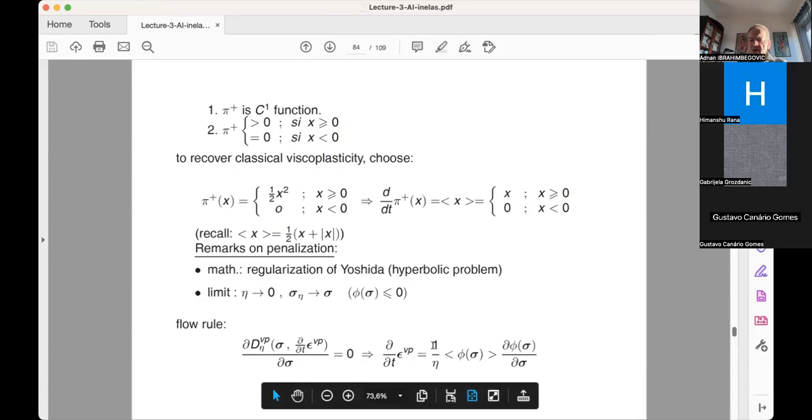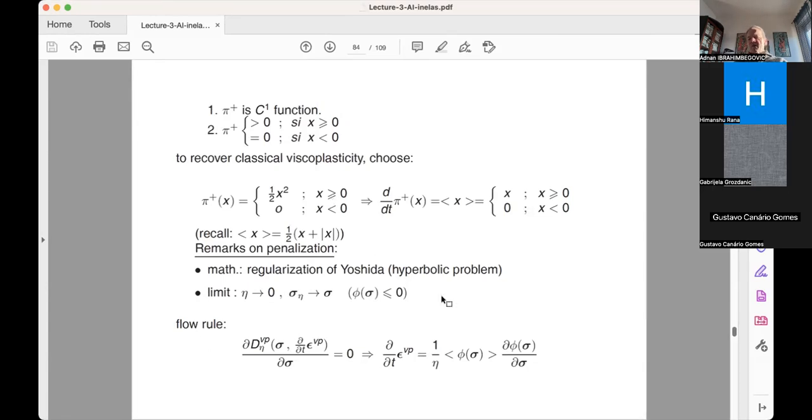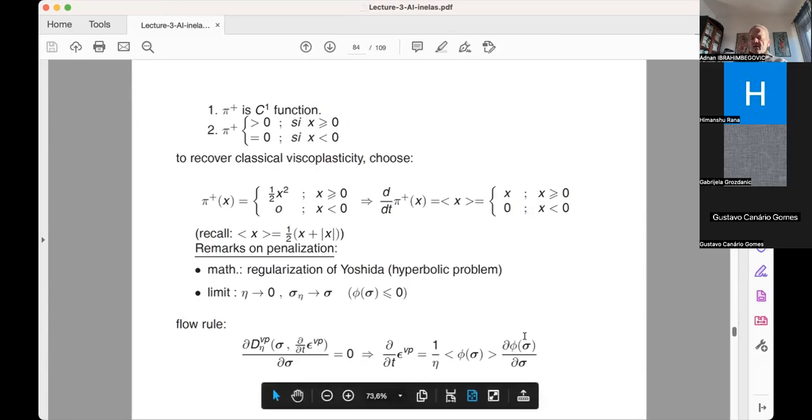And basically that becomes 1 over eta times the positive value of phi, which is fulfilled by the Macaulay bracket, times d phi d sigma. So let's say the direction of the viscoplastic deformation is the same direction of plastic deformation. The only thing is gamma dot in plasticity is obtained by imposing phi to be equal to 0, in which case you have to kind of do separate computation.